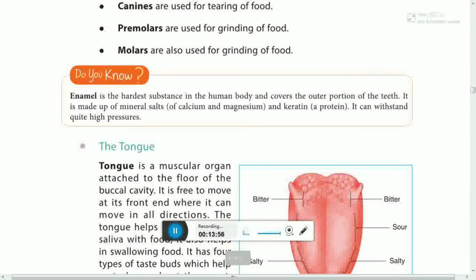You know, enamel is the hardest substance in human body and covers our outer portion of teeth. It is made up of mineral salts of calcium and magnesium and keratin, a protein. It can withstand quite high pressure.